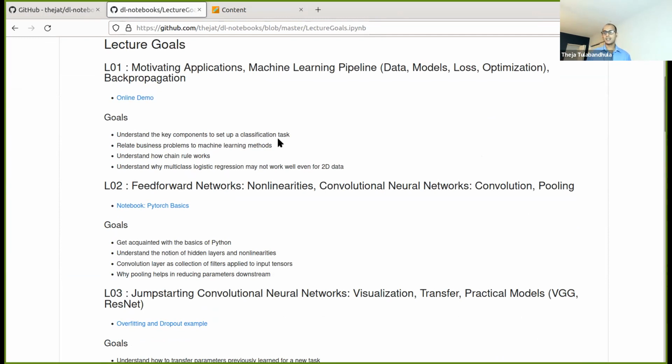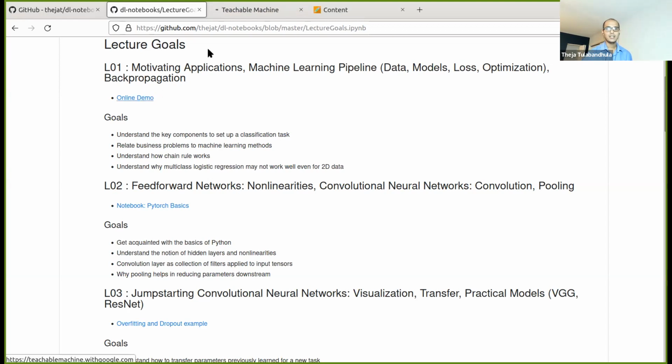Third is how the chain rule works. Chain rule, backpropagation, is part of calculus, so we'll look at that. And the last one is to understand why multi-class logistic regression may not work well even for a 2-dimensional data set. We have a small example towards the end to motivate why you need nonlinear models anyway. And in nonlinear models, maybe we can use deep learning models. We'll talk about linear and nonlinear models later. So these are the learning goals.